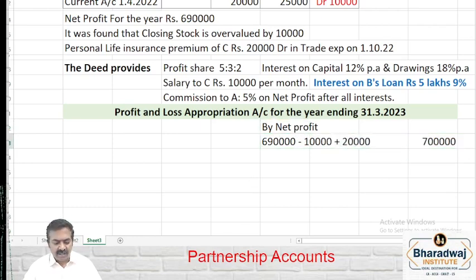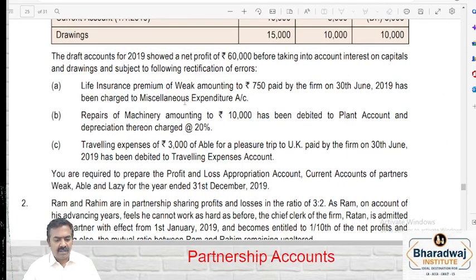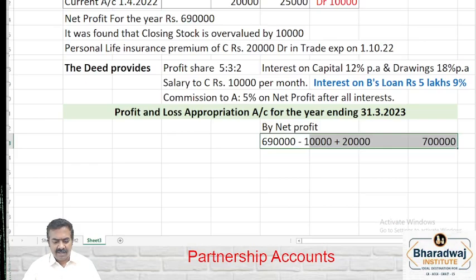You can find the question that we are going to solve. Net profit 60,000 before interest on capital. Life insurance premium paid on 30th June has been charged to which account? Miscellaneous expenditure account. Repairs 10,000 has been debited to what? Plant account, like that. Traveling expenses of a partner for a pleasure trip to UK was debited to which account? Travel expense account, like that. They would have given that. You would rectify the error and take it.